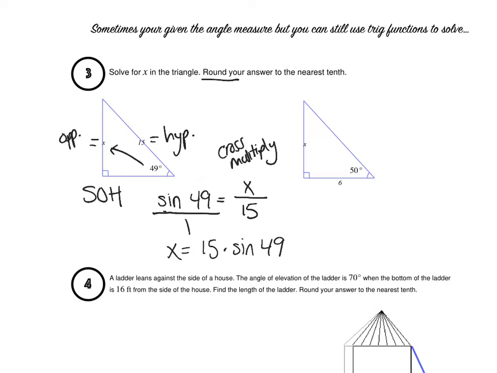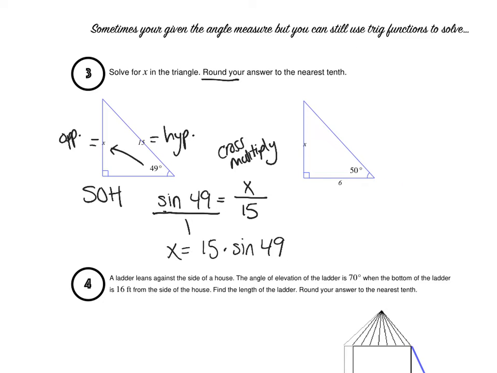And what you're going to do is put that in your calculator. So you're going to say 15 times sine of 49. Now, if you're doing your calculator on your phone, then you can type in 49 and hit sine, and then times that by 15.